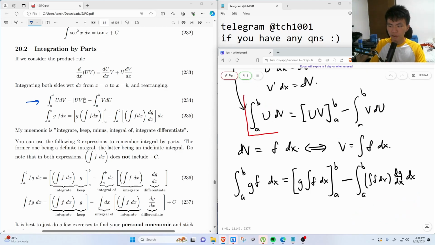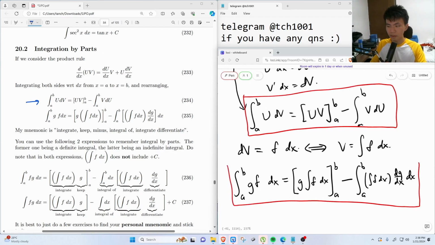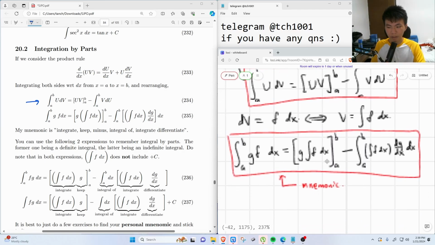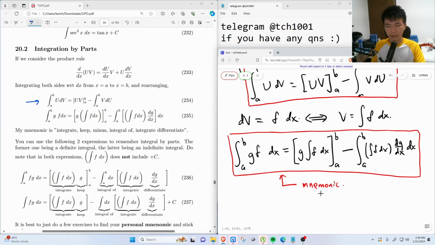Now, whether you memorize this form of integral by parts or this form, it's completely up to you. Personally, I like to remember the latter because I use a mnemonic to remember how to do integral by parts. But it's your personal preference, and usually you find your personal preference by doing a lot of integral by parts exercises. So that's what I encourage you to do. Grind the exercises, and after a while, you'll find what works best for you. Now I'll share my mnemonic that I use to memorize integration by parts.